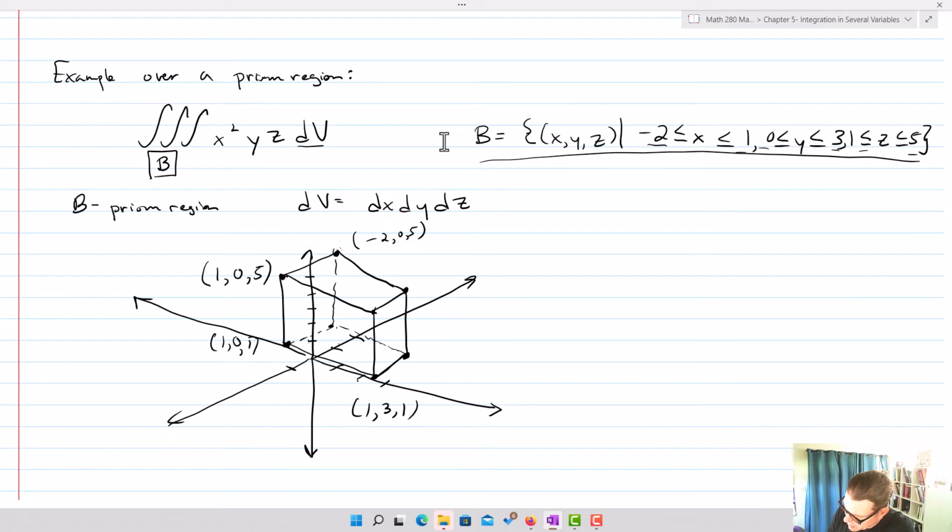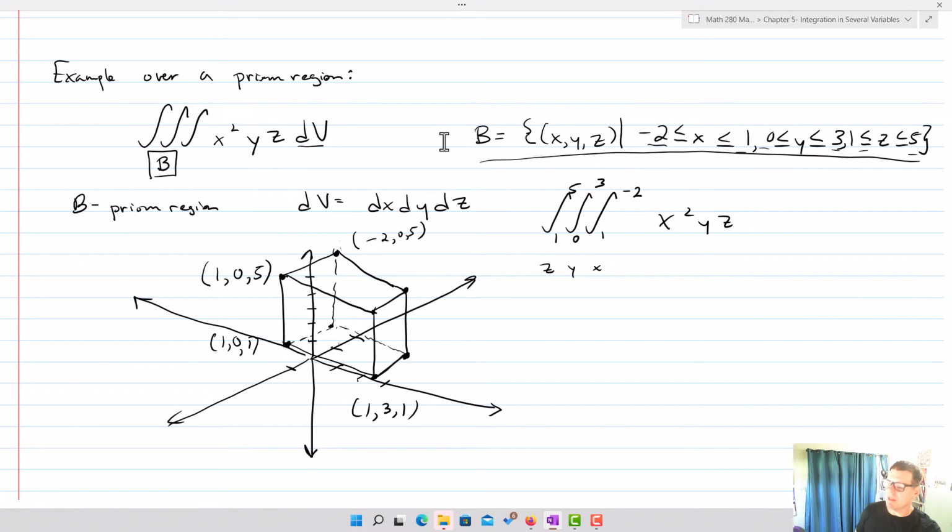So what we're going to do is set this up. We're going to have three integrals. I'm going to do x first, so I'm going to go from -2 to 1. Then I'm going to go from 0 to 3 for y, and z is going to go from 1 to 5. So here's your x, here's your y, here's your z. Then we have the function x squared yz.